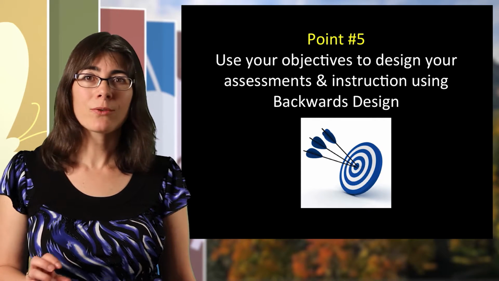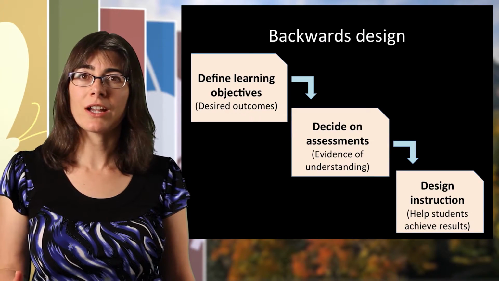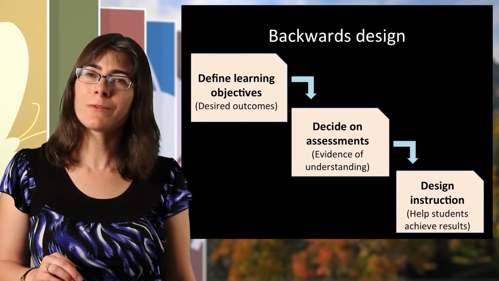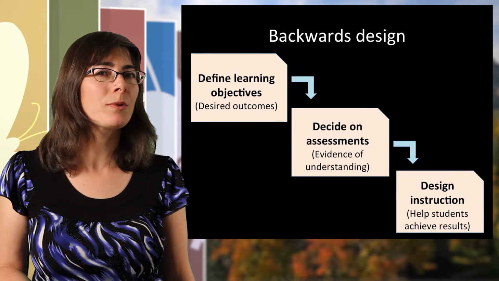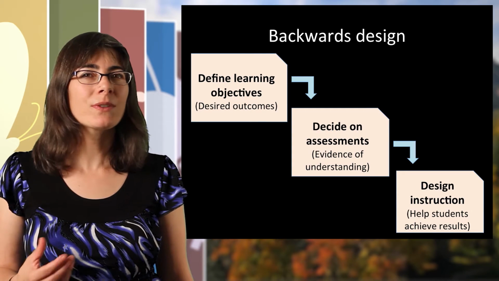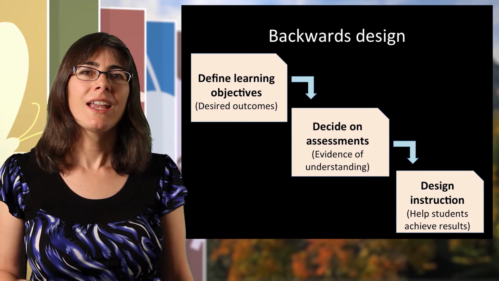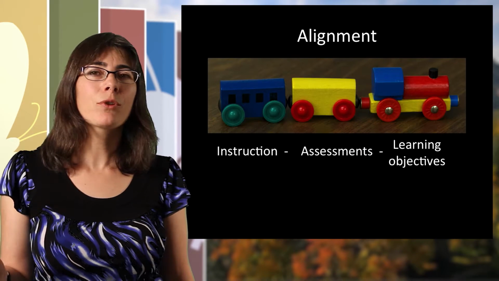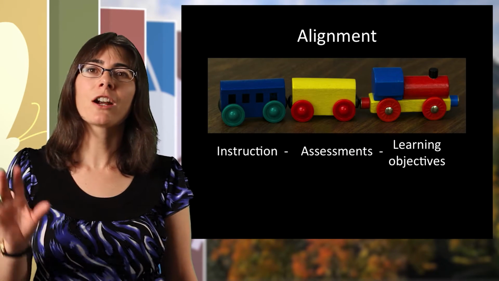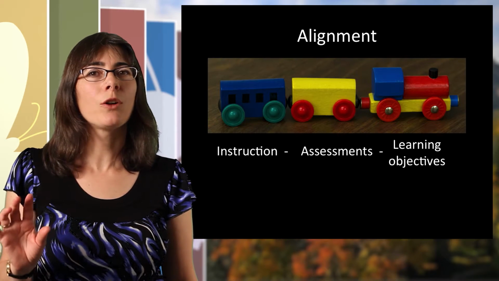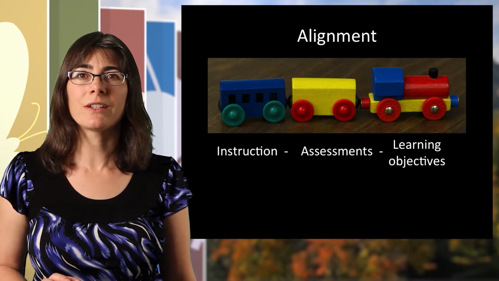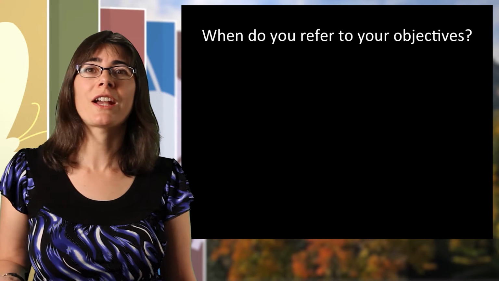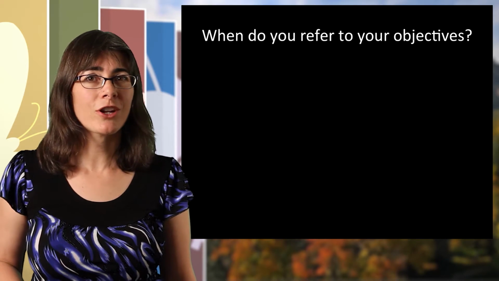So remember, backwards design is where we define our objective, and then we decide on our assessments, and it can be helpful to brainstorm what an acceptable answer would be on that assessment to really make our objective concrete. And then our final step is that we design the instructional techniques. And the process of having our objectives, assessments, and instruction all work together is called alignment. Now, another practical tip. When do you refer to your objectives? Let's hear from a couple of instructors.